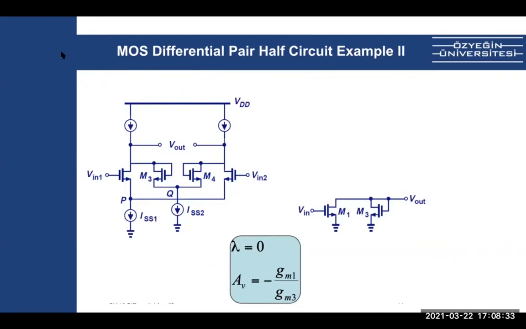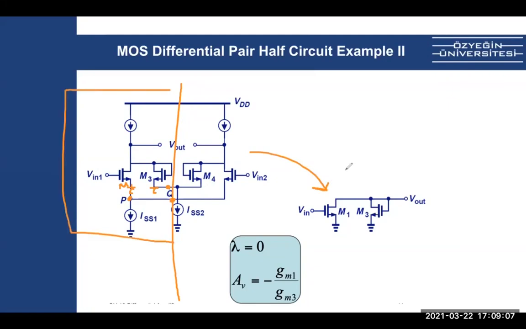Let's see, this is example 2. What we do is cut it into 2, like a melon. This is ground, and since this touches here too, it's ground. Okay, so we draw it. This is the AC half circuit, or differential AC.